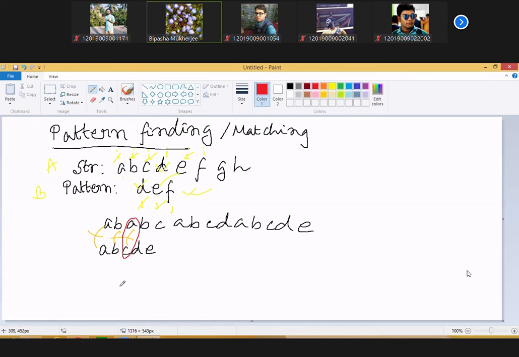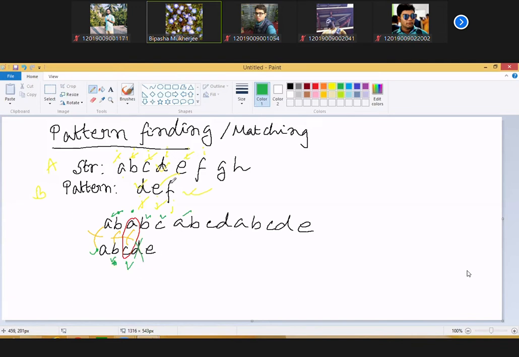Then what will you do? Next, you will start again from here. With the pattern here, no match. So move forward, then again find a match. Again matching, and again you go for the next match. Next you go here where you stopped earlier. Come here, again it is matching. Very good. Then you come here, no match.